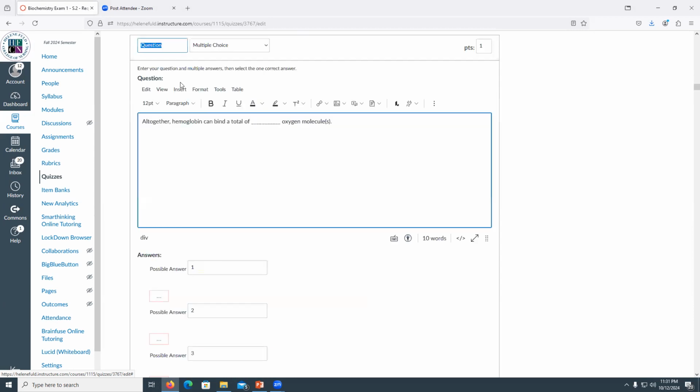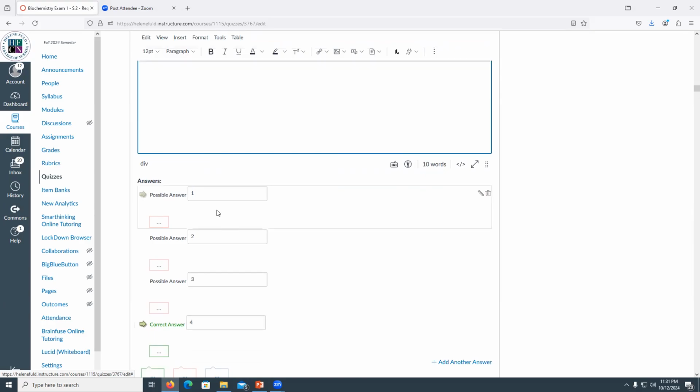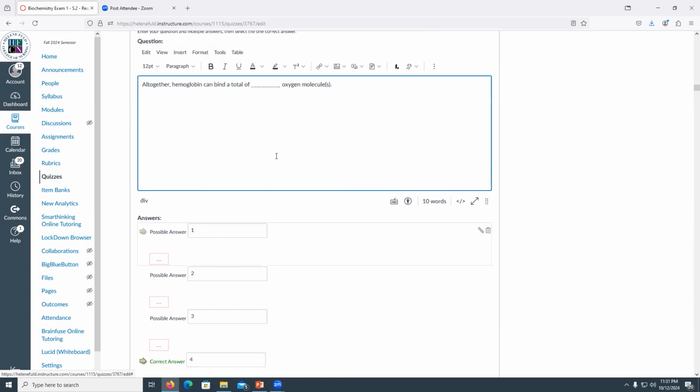Hemoglobin combines a total of how many oxygens? It has 4 subunits. Each subunit has 1 heme. Each heme binds 1 O2. There are 4 O2s total because each subunit has 1 O2. There are 4 subunits, each subunit has 1 heme, and each heme binds 1 O2. That's a total of 4 subunits, 4 hemes, and 4 O2s.